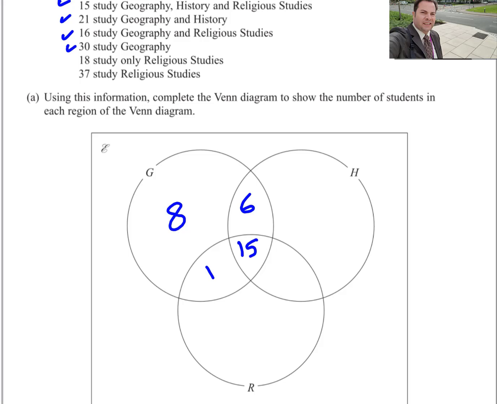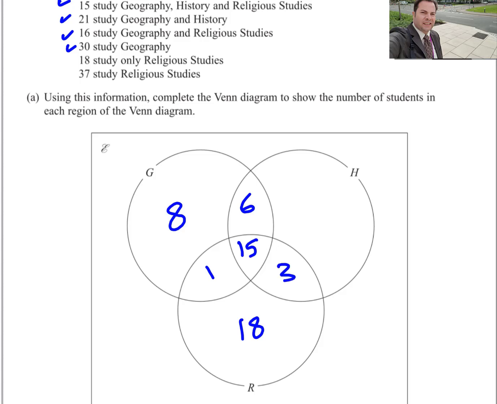Now this part done. 18 study only religious studies. Study only religious, this means the remainder here is 18. 37 study religious studies. 37, if you get the total, 15 and 18 is 33. 33 plus 1, 34, so the remainder is 3.